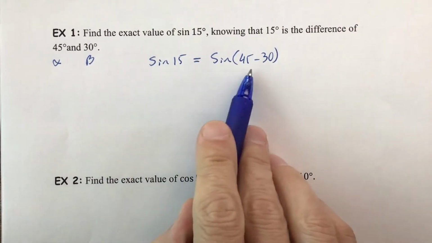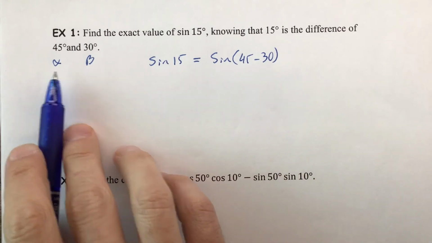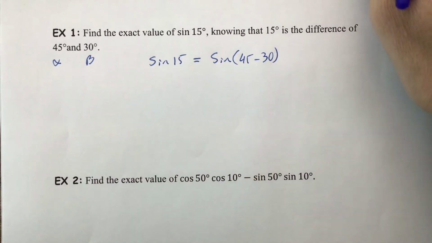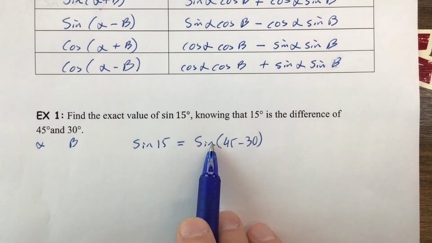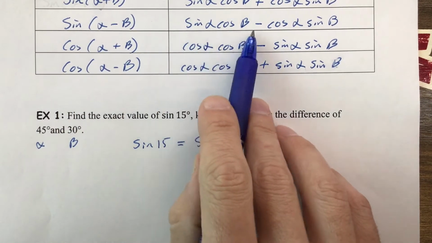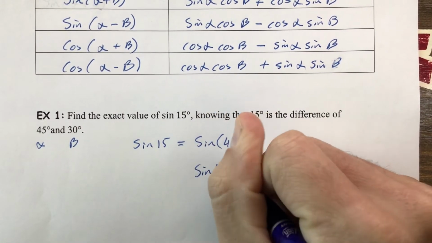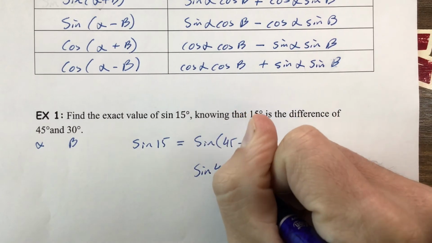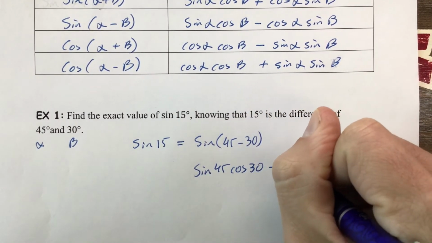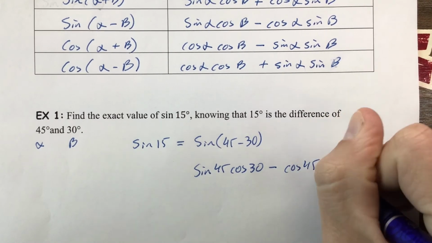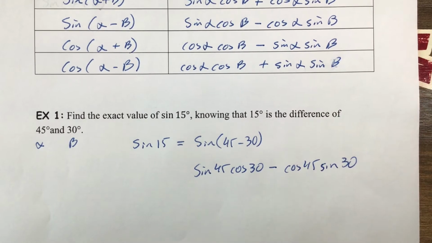I think we can agree that that's the same thing. But I'm going to define the 45 as alpha and the 30 as beta, and when I do that, I can reference that setup. So this can be translated into that. We can take the sine of 45 multiplied by the cosine of 30 minus the cosine of 45 times the sine of 30.